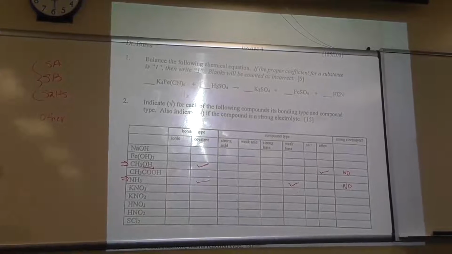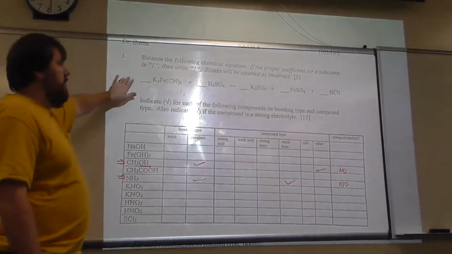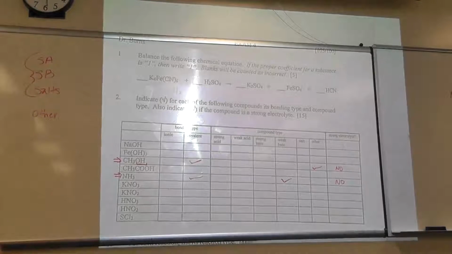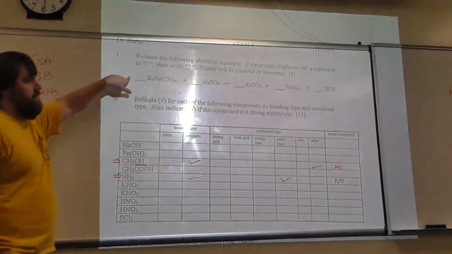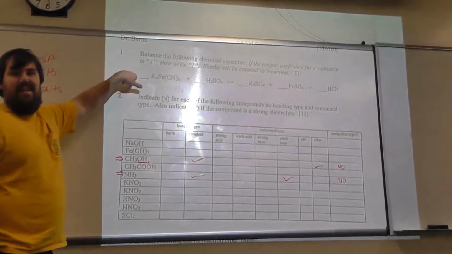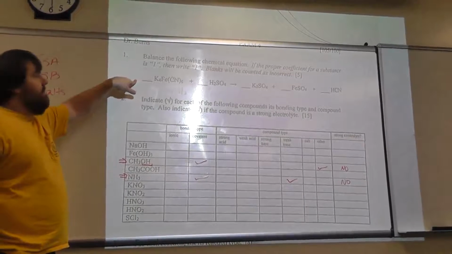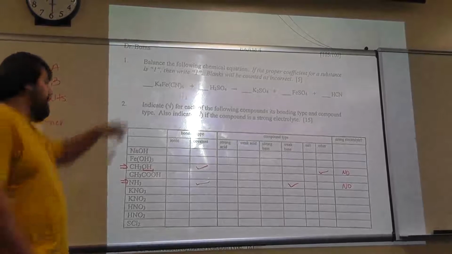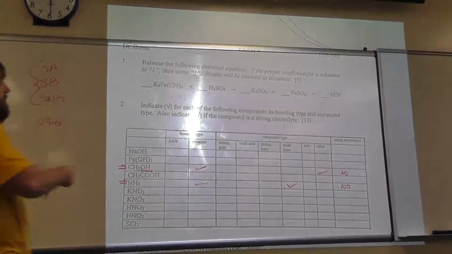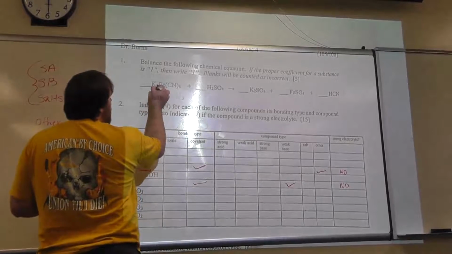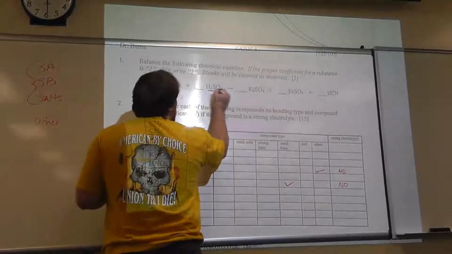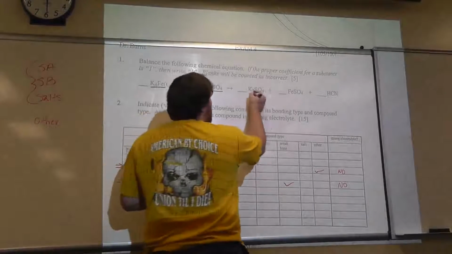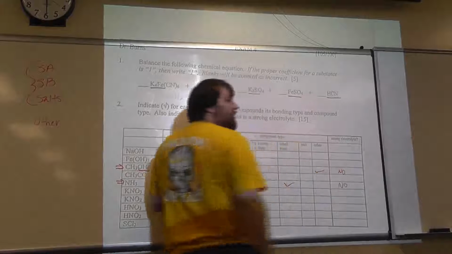Did okay on that balancing though? Did okay on this balancing? What was this? 1, 3, 2, 1, 6. What type of reaction was this? Neutralization. Wait. So you start off with two compounds, and you end up with three.